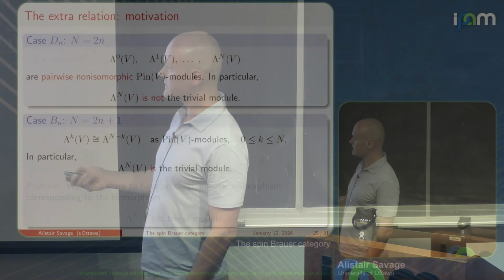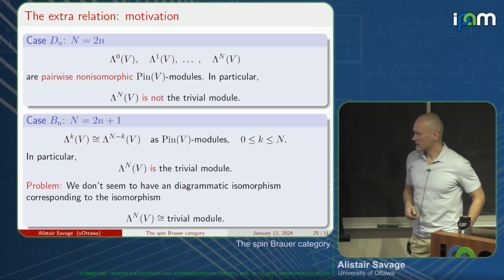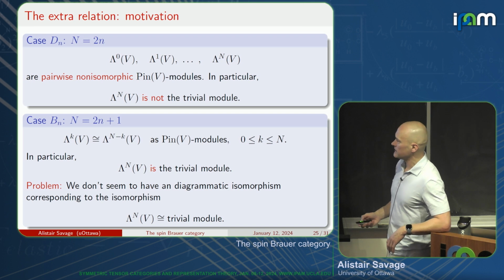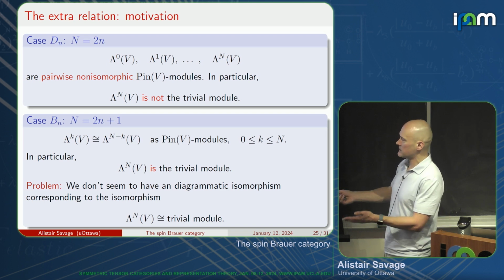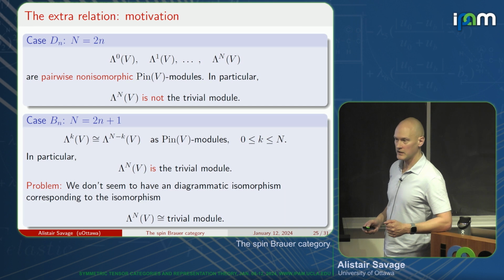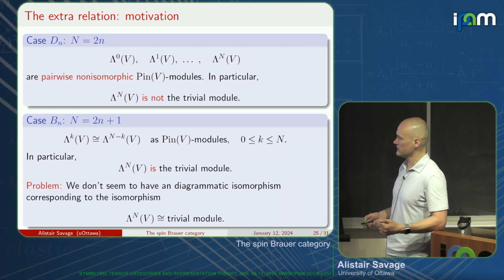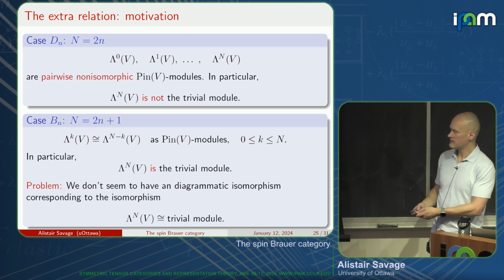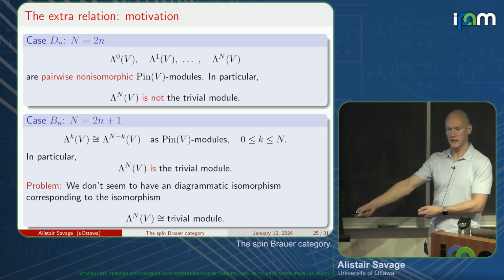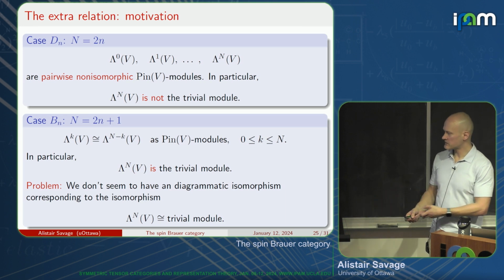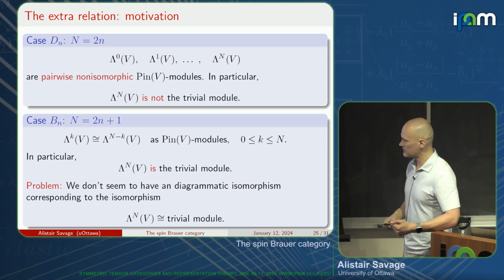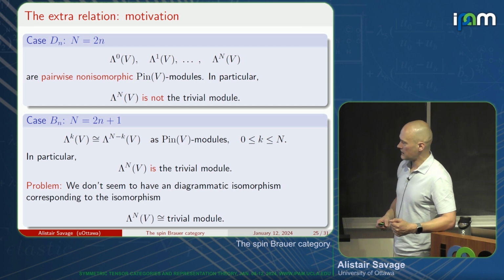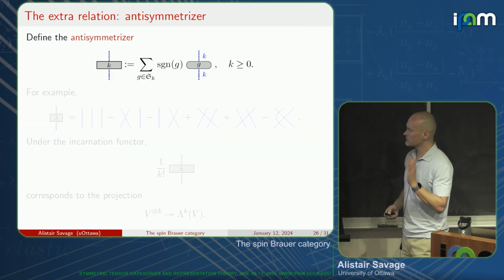But when n is odd, then they're isomorphic. The problem is that diagrammatically, we don't seem to have a diagram that gives this isomorphism. Or at least we can't come up with one. We couldn't write one down. So we don't have some diagrammatic realization. This is something that holds in the module category, so certainly it's somehow sitting in the kernel. But it turns out we want to impose it in the diagrammatic category as well. I'll tell you why in a second. But let me tell you what the relation is first.